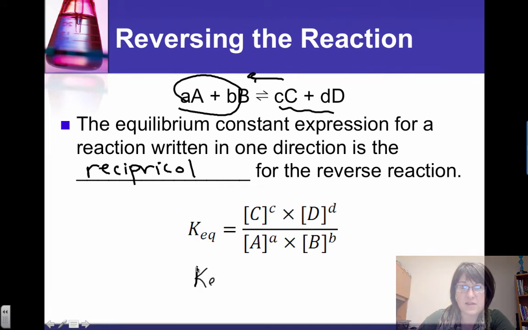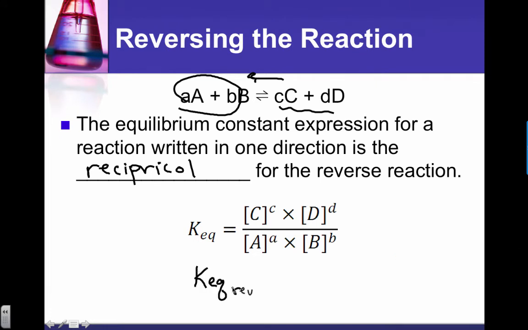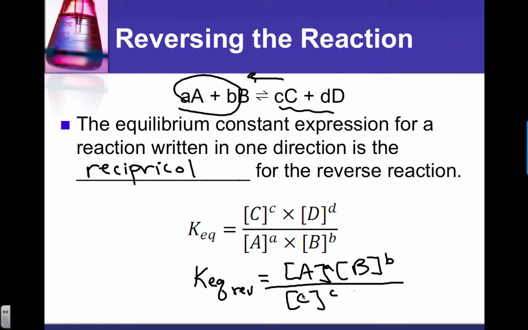then my KEQ for the reverse reaction is going to be A raised to the A, B raised to the B, over C raised to the C, and D raised to the power of D. Let's put numbers in. It'll make more sense with numbers.